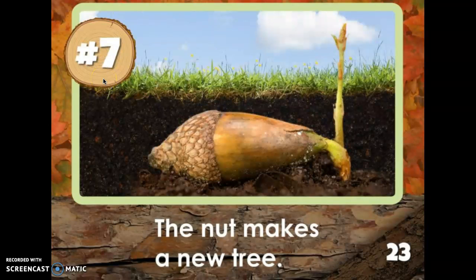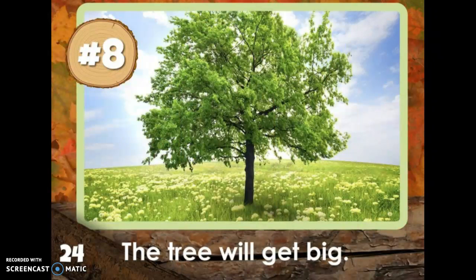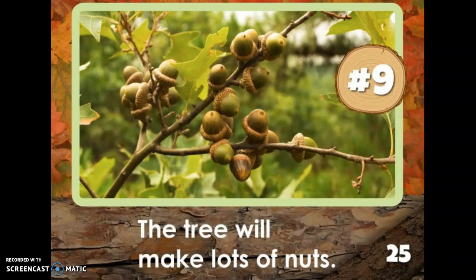Number 7. The nut makes a new tree. I think I was right. The author's showing us how a nut can turn into a tree. The tree will get big. Step number 8. The tree will make lots of nuts. Step number 9.